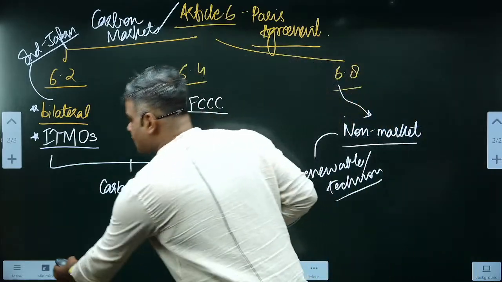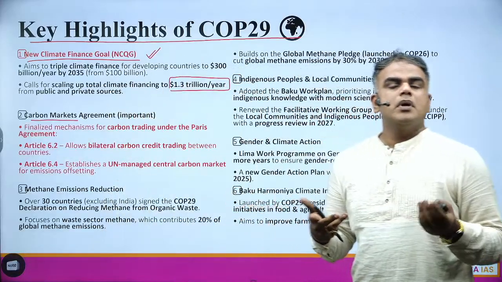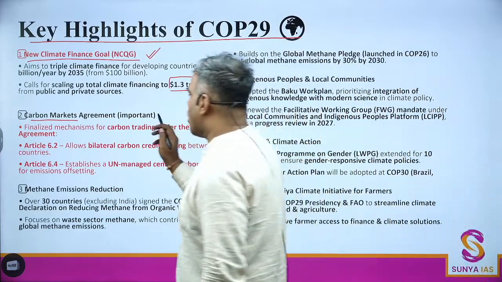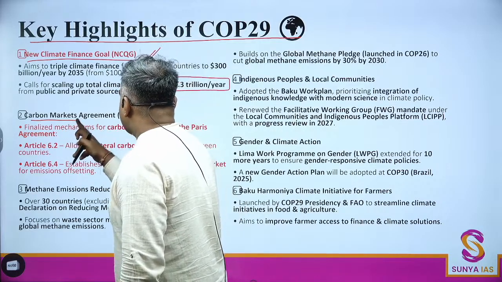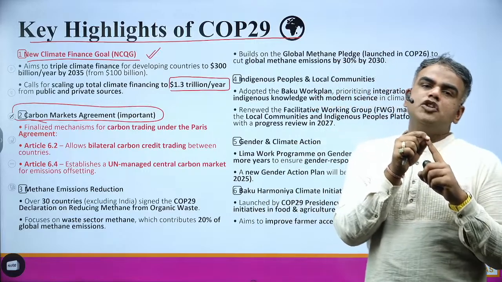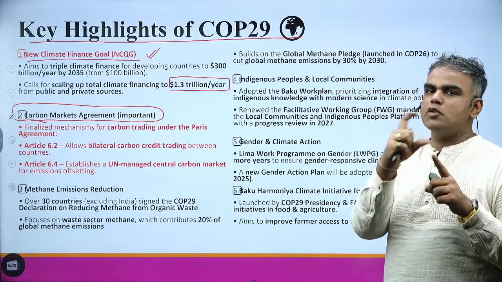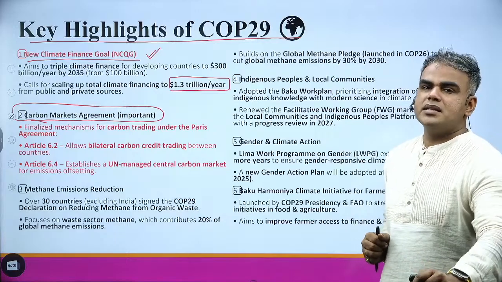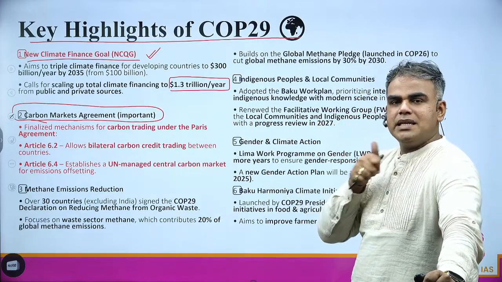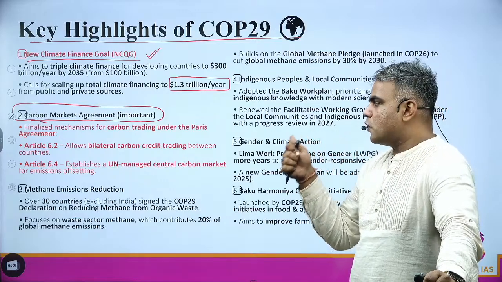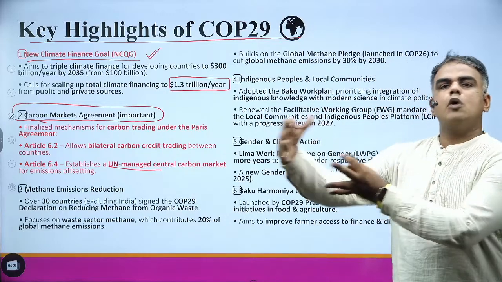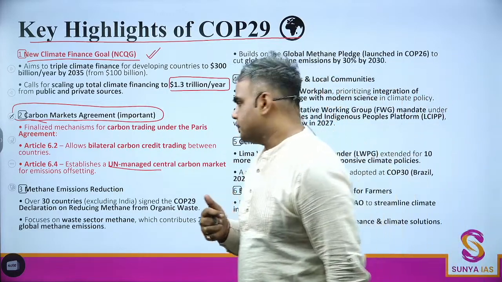Now you may say this is a very old article. True. But how is it related? Full operationalization of this has been finalized. The main thing is that finalization of this has happened. In the previous COPs, discussion was happening, but it was not yet finalized. That is the main part for you to remember. Okay? 6.2 is bilateral, easy. And 6.4 for us is again UN managed. 6.8 is outside, so that is non-market.